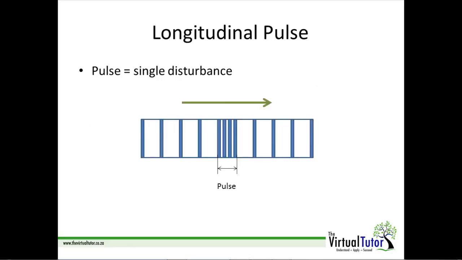This is a single longitudinal pulse caused by a single disturbance. It is moving through the medium towards the right. The best way to observe longitudinal waves is to do so on a spring. But remember, the waves behave the same in other mediums, even though we cannot actually watch them and see what happens.